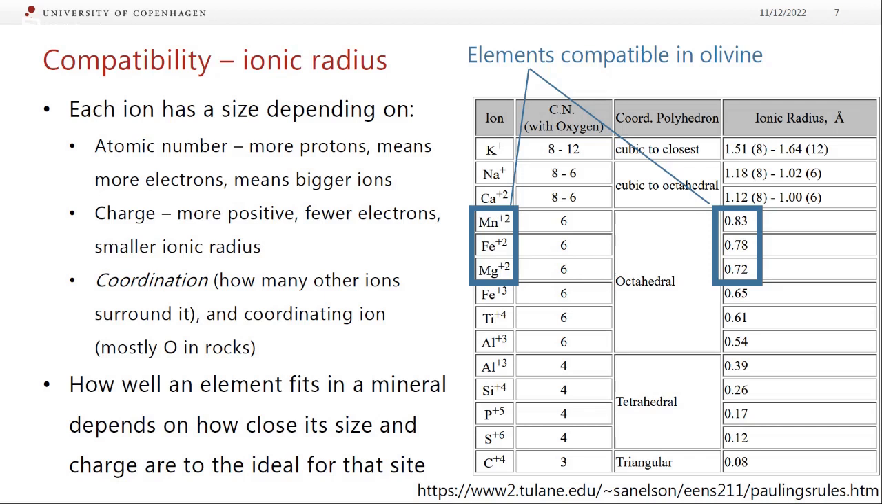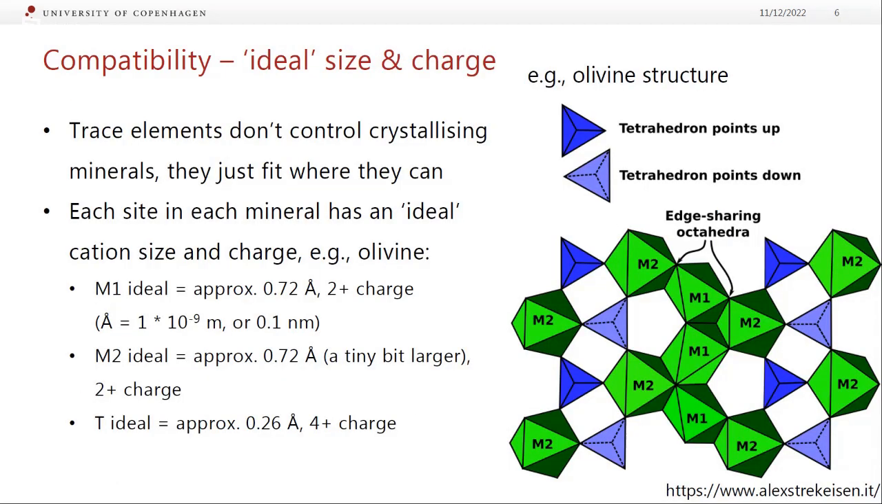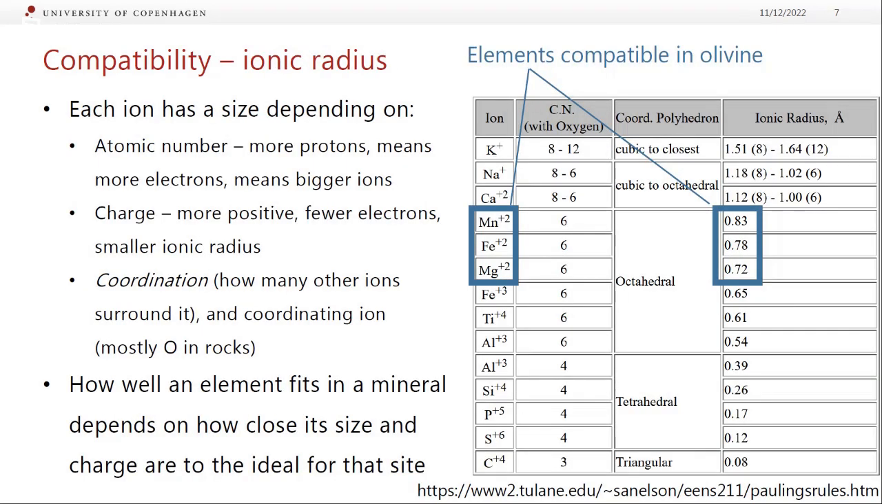So when we look at this, this is just a list of different ions, and it's different ionic sizes with coordination number. And the M1 and M2 sites in olivine are what they call octahedra. So these are actually, even though it says octa, they're connected to 6 other ions. And so if we look up the ionic size of manganese, iron, and magnesium, with a coordination number of 6, so we're octahedral, you can actually see that the ionic radii are very, very close to the ideal size in olivine. So these all fit really well.